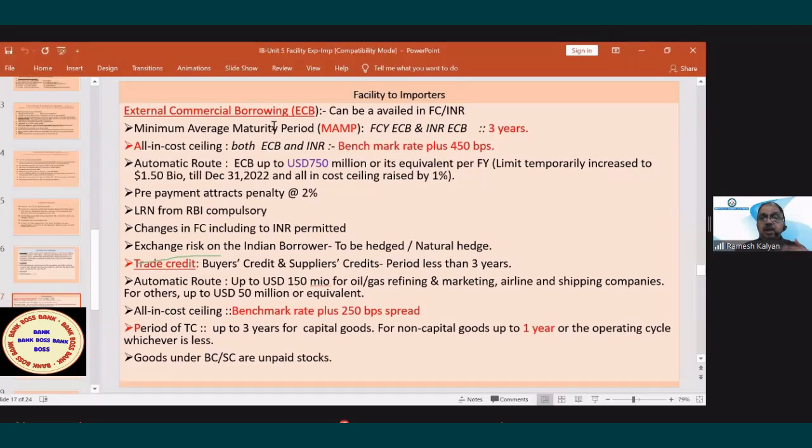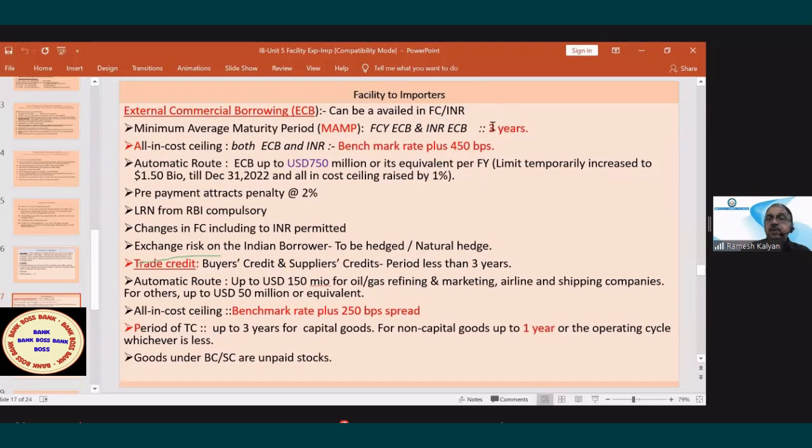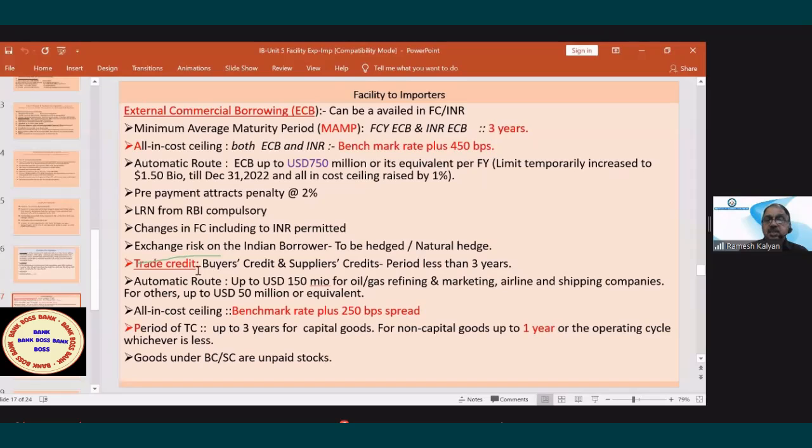So this can be availed in both foreign currency and rupee. The period is 3 years. This is important because any borrowing of more than 3 years, we treat it as ECB. Any borrowing of less than 3 years, we treat it as trade credit. So the differentiation between ECB and trade credit is in the period. If it is more than 3 years, it is ECB. If it is less than 3 years, it is trade credit.